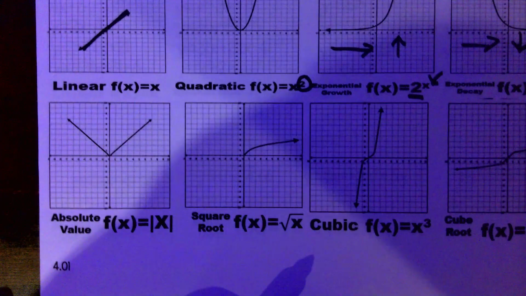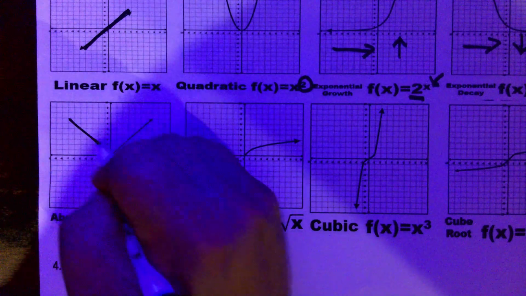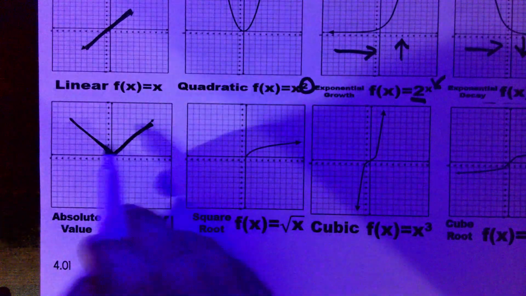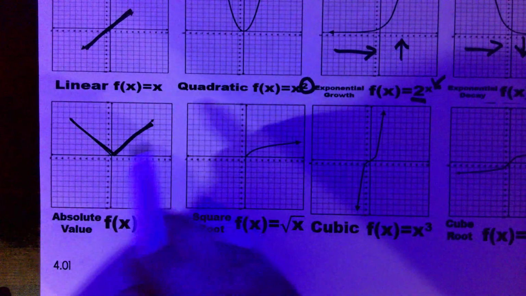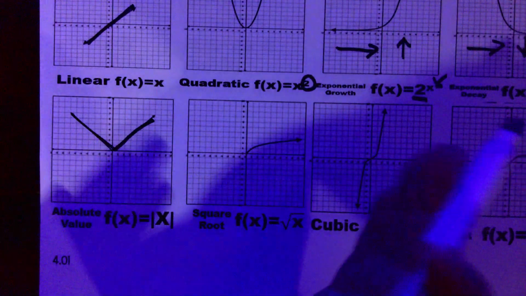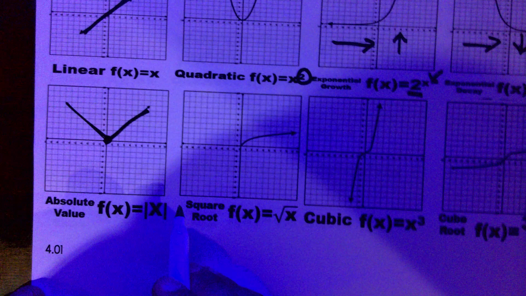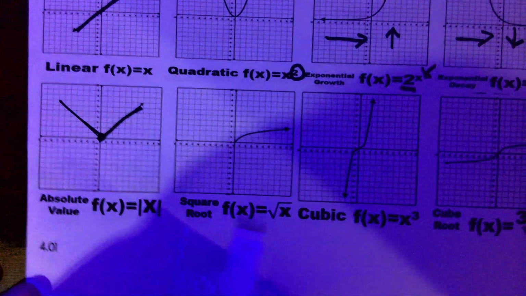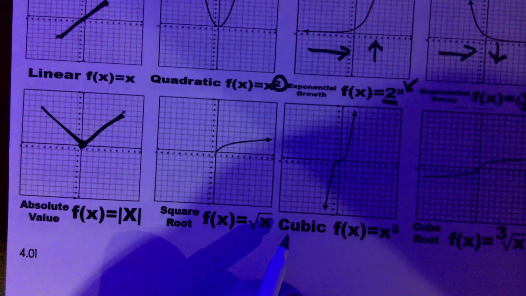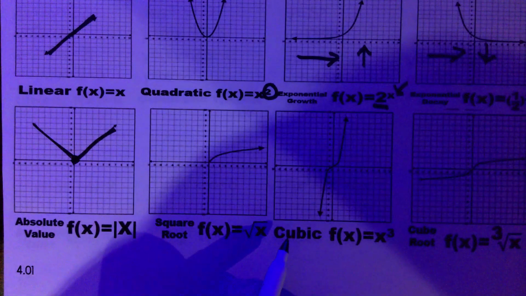All right, next we have an absolute value function. This trademark is this V shape. Basically, it reflects, and it's a constant rate of change on either side of this vertex, this value that's in the middle. And so that's the trademark of absolute value. Here's your bars. And those are the big ones. Those are the 5 big ones.